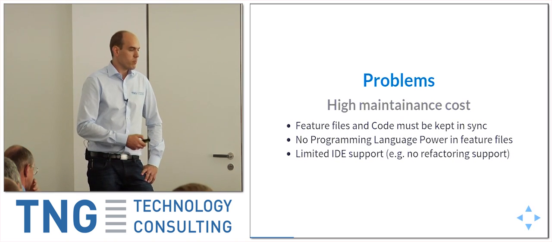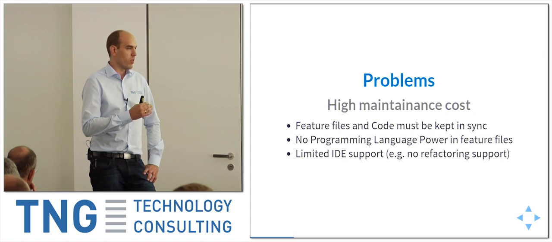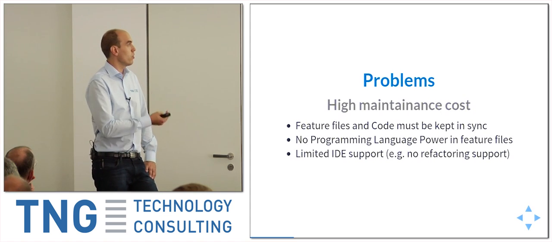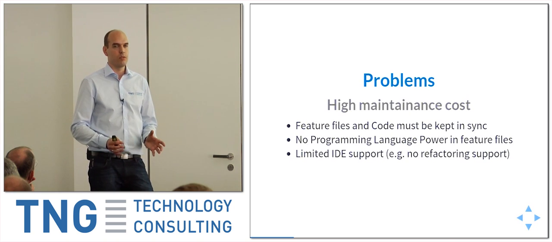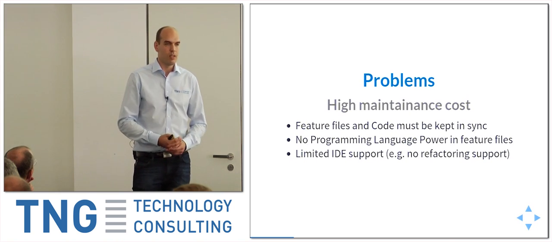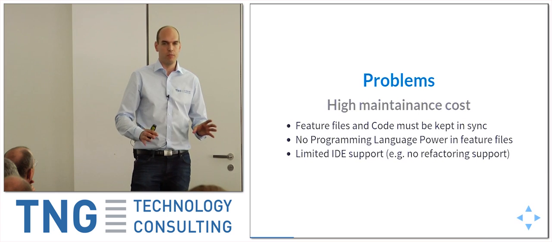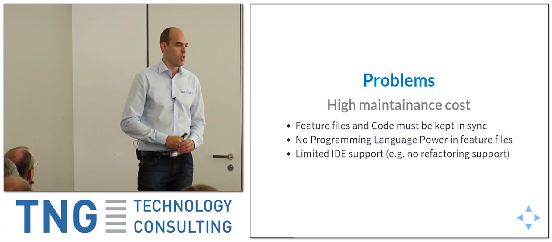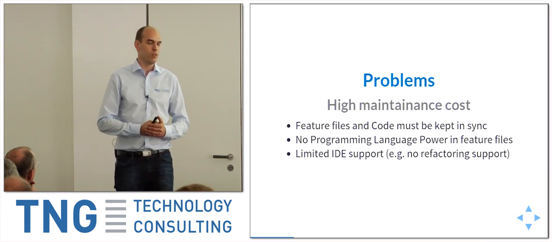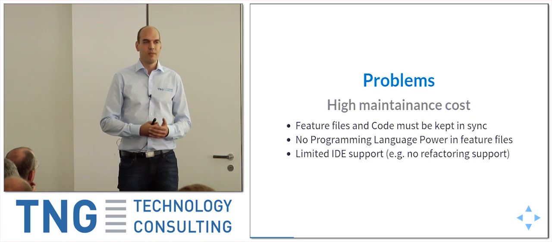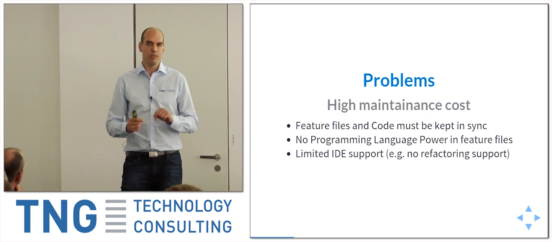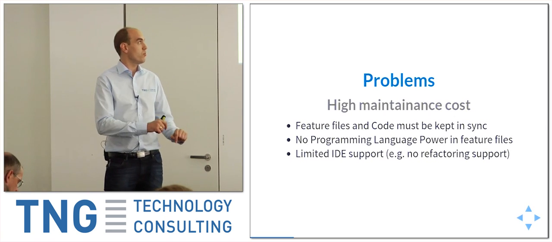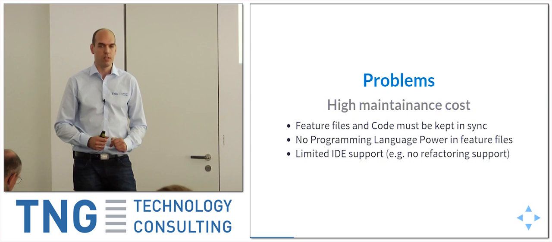If you read or hear some people of Cucumber, they say that feature files are never changed. They are once defined, and afterwards you never change them because it's now a fixed behavior of the system. But in practice, I would say it's not true, because if you introduce a new feature, it might be that it affects another feature. So it might be that you have to change the behavior, or you have to change feature files. So you have to maintain these files.